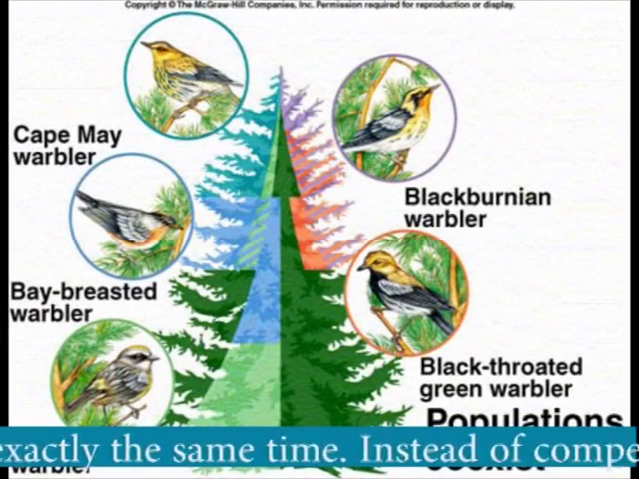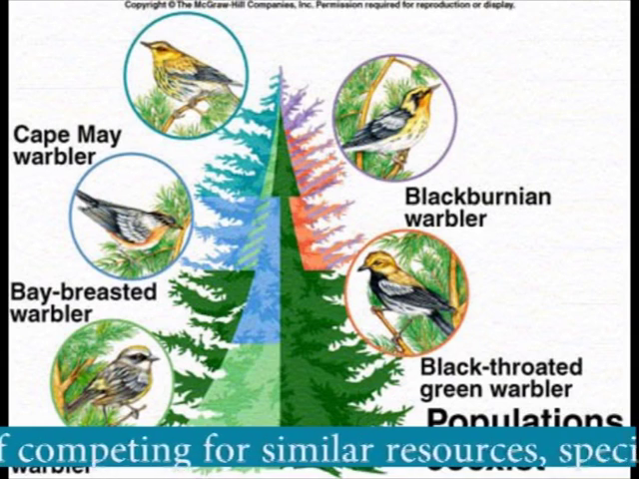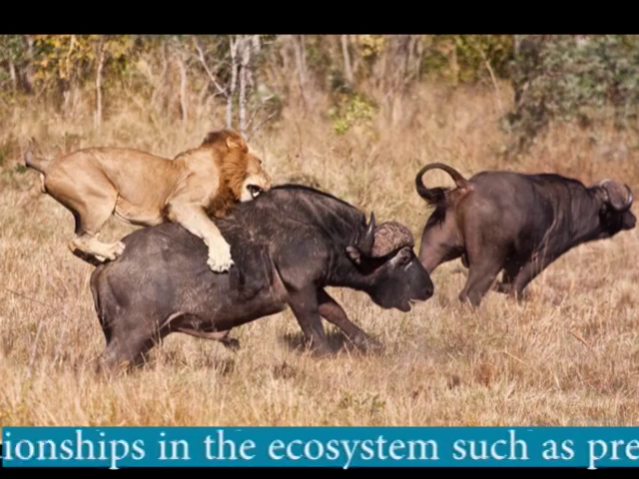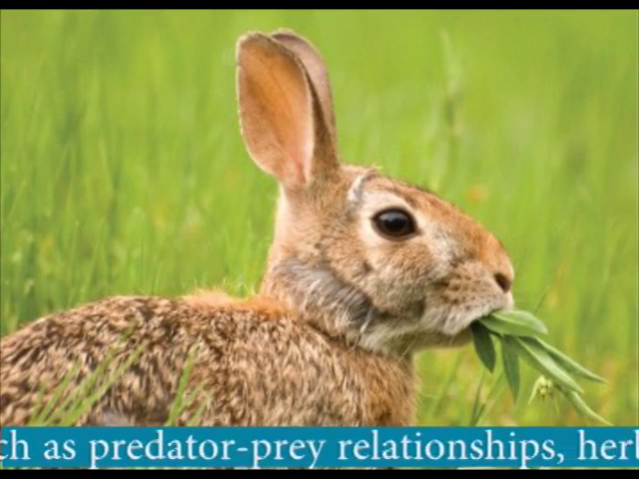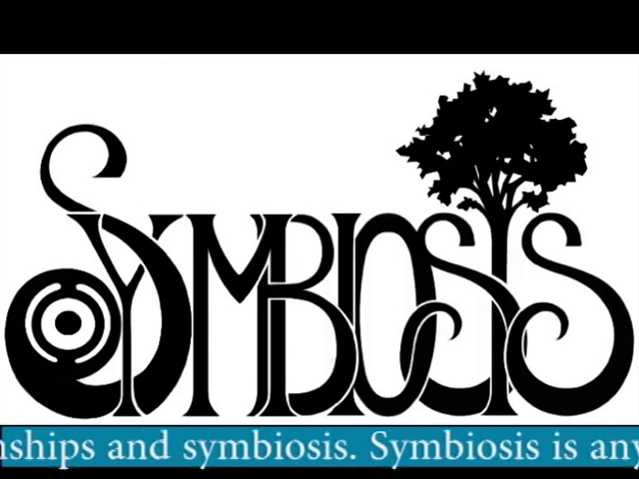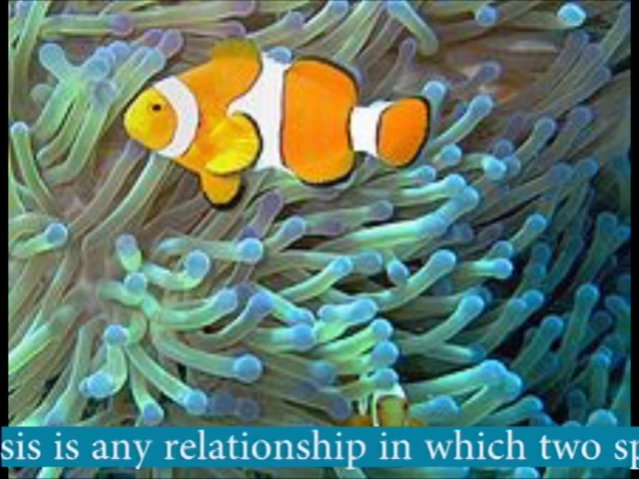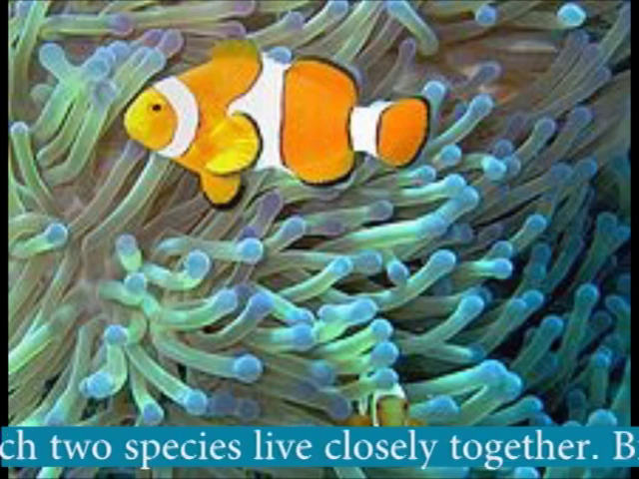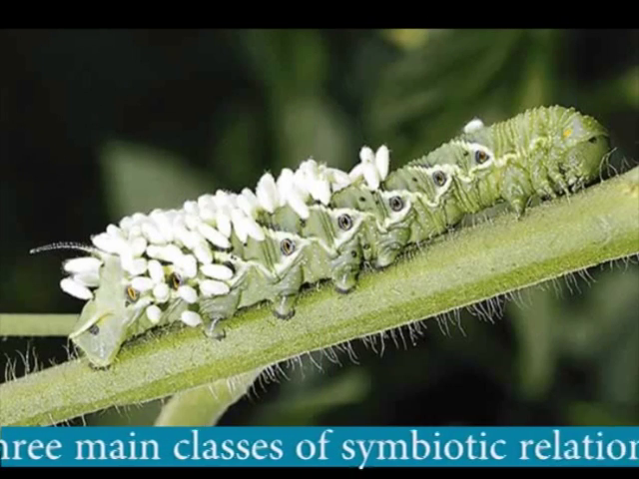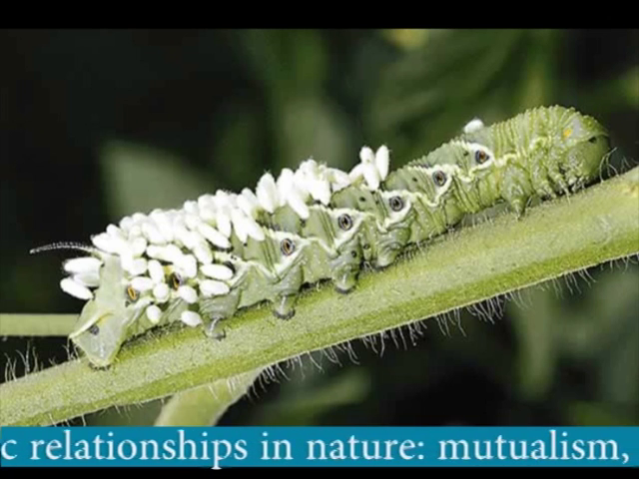Instead of competing for similar resources, species usually divide them. There are some relationships in ecosystems, such as the predator-prey relationship, the herbivore-plant relationship, and symbiosis. Symbiosis is any relationship in which two species live close together. Biologists recognize three main classes of symbiotic relationships in nature: mutualism, parasitism, and commensalism.